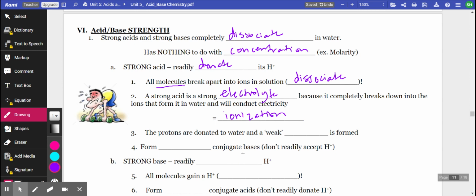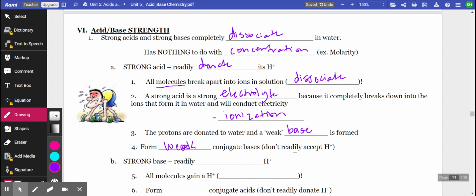The protons are donated to water, and a weak base is formed. So we have that conjugate base that's formed, it's weak. So these are going to form weak conjugate bases. Okay, so these do not readily accept a proton to go back in the opposite direction.